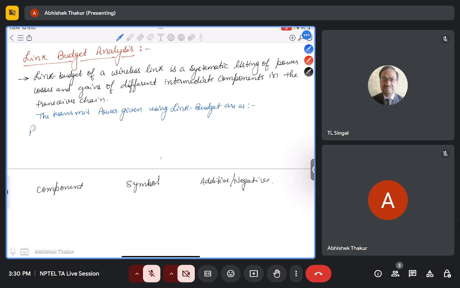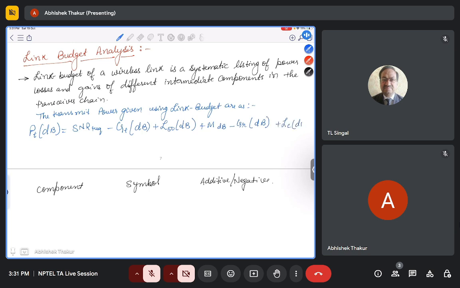So PT is the transmit power in dB, that is equal to SNR required minus GT plus the median link propagation loss L50, then M dB, that is the margin, minus the receive antenna gain, then the cabling loss due to the cables, plus noise plus interference power. So this is the equation.